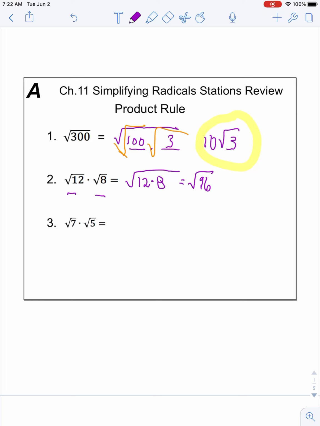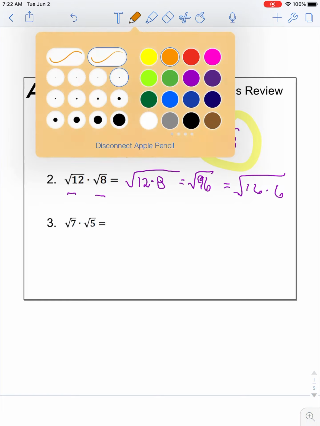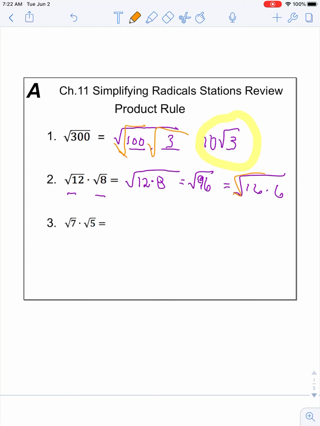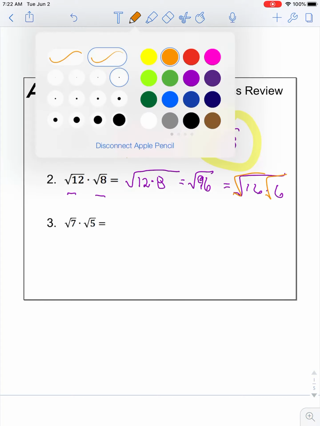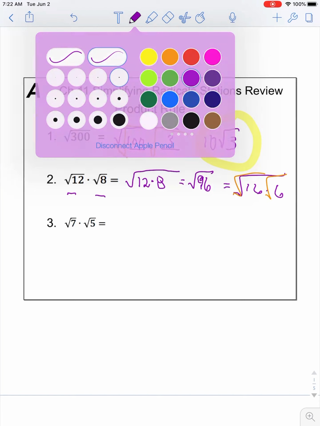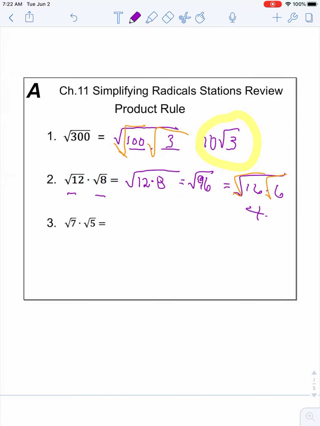Then, do we have a perfect square that goes into 96? So we check our list of perfect squares and we can see that 16 goes in there 6 times. So now we have our perfect square, 16, the square root of 16 is 4, and then we have the square root of 6, which is not a perfect square, it would be a decimal. So now we get 4 square root of 6, that is our final answer.